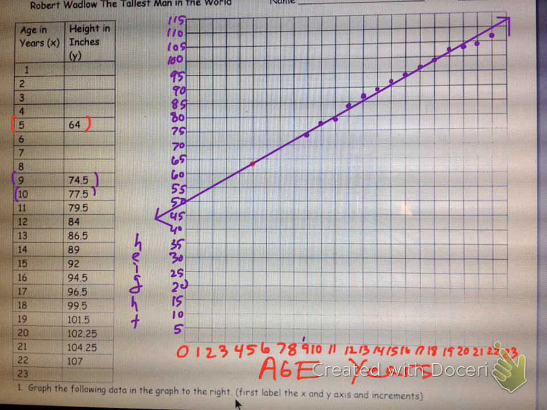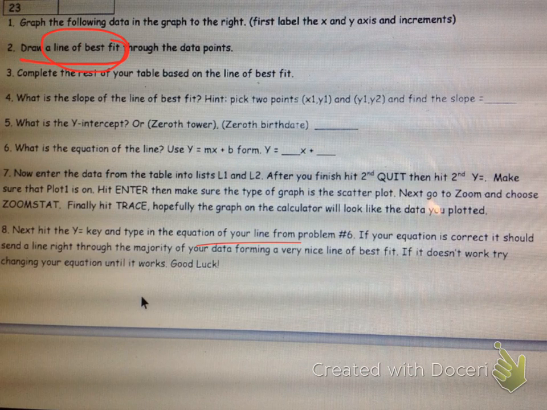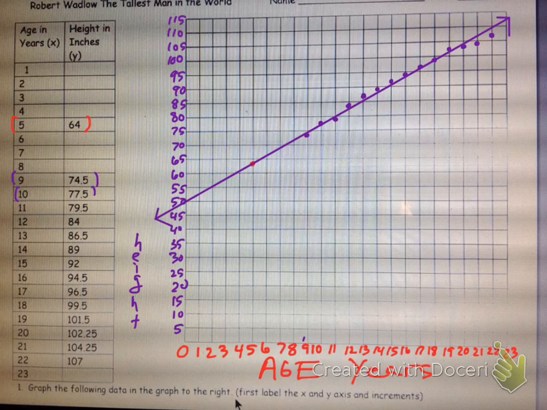Okay? So next thing we got to do, after you draw your line of best fit, is complete the rest of your table based on your line of best fit. So let's go back and we'll put our dots. Oops, whoops, giant dot. Let's go back and put the rest of our dots where they would be. One there, one there, one there, one there, one there, one there, one there, one right there. Okay. Also, we need to make a prediction if he would have lived to be 23 and continued to grow.